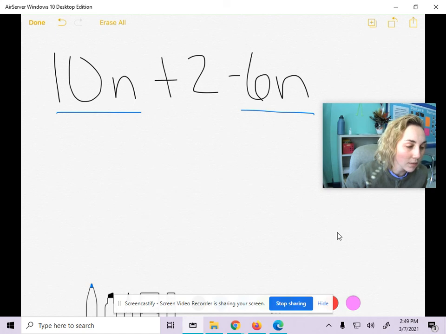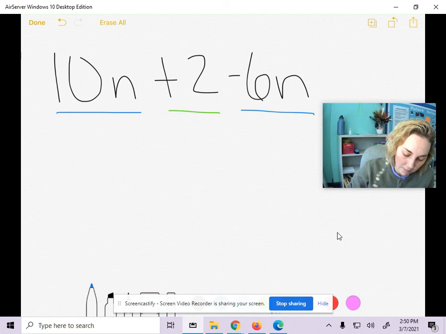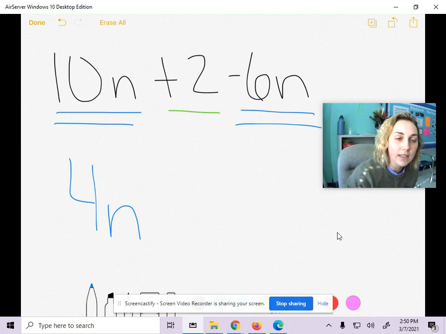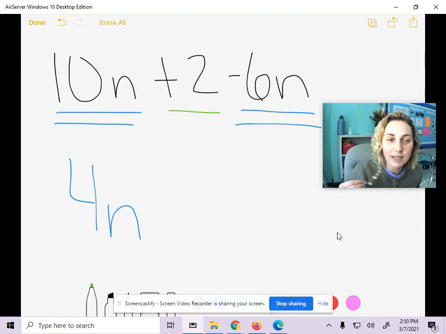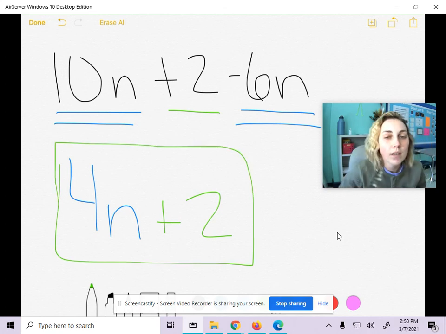Okay, so we can combine those terms. And then 2 is going to be by itself. 2 does not have any other like terms like it, so it's basically just going to be brought down. But let's go ahead and combine our like terms. Again, 10n minus 6n, well, that's going to give us 4n. Okay, so 10 minus 6 is 4, and then we're going to bring down that variable with it. And then again, plus 2, we can't simplify that. It can't be combined with any other like terms, so we can just bring that down. So that would be our final answer. We have 4n plus 2.